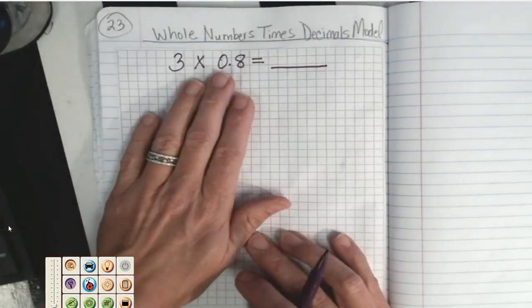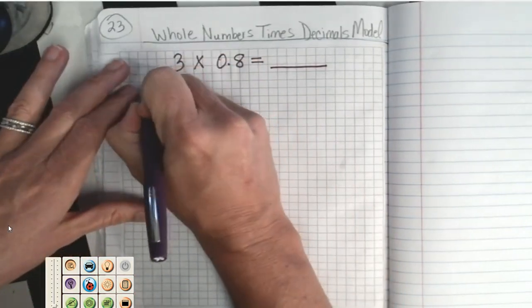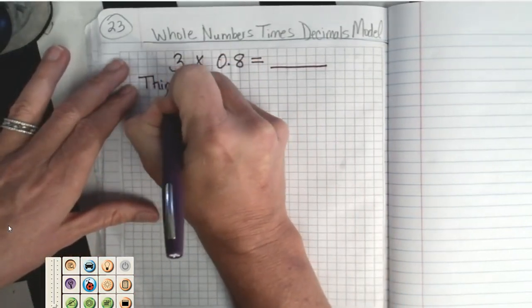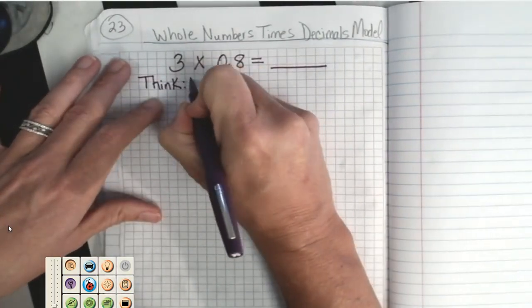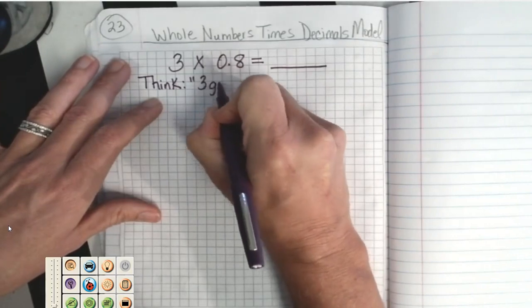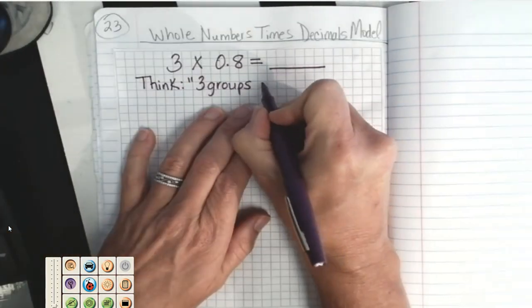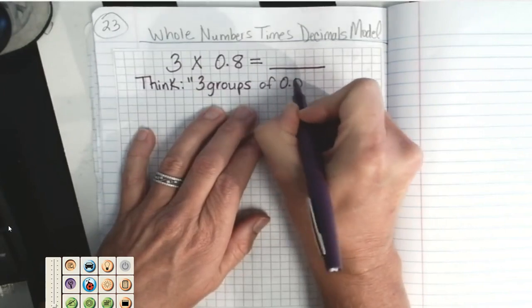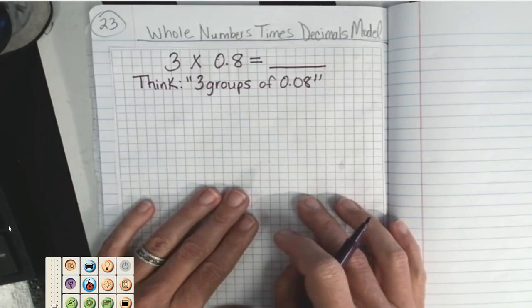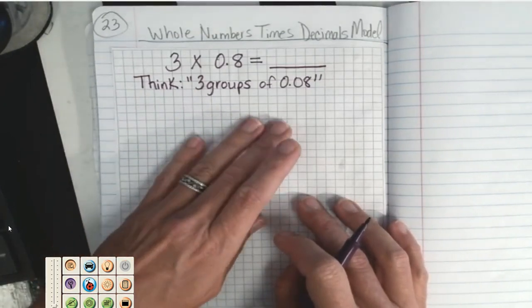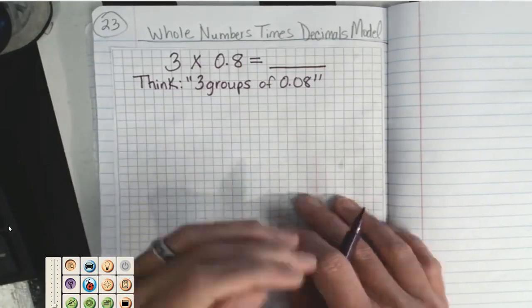So what I want you to think of when you see this is I want you to think of 3 groups. We're going to think 3 groups of 800ths. So I want you to think about what would it look like if you had 3 groups of 800ths.